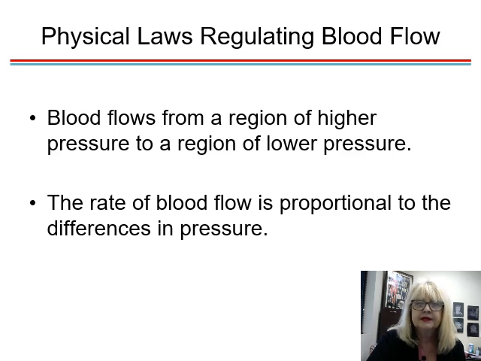Physical laws regulating the blood flow. Blood flows from a region of higher pressure to a region of lower pressure. So the rate of blood flow is proportional to the differences in pressure.